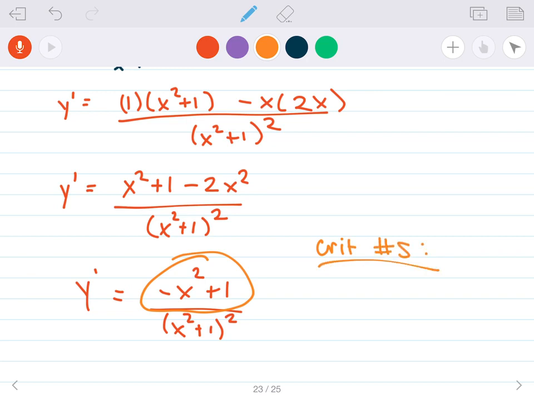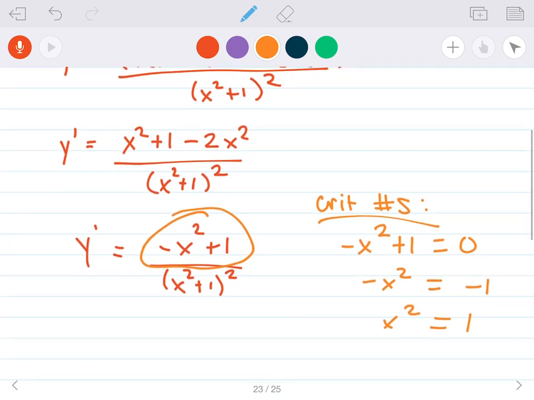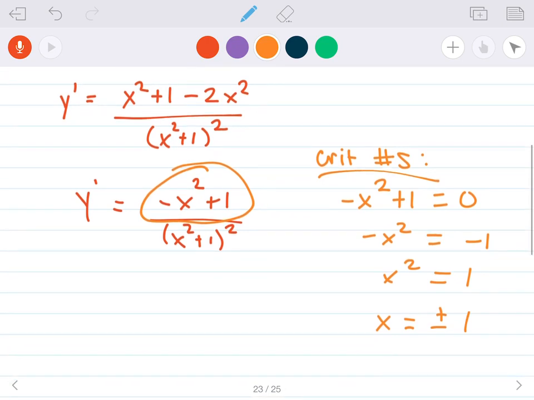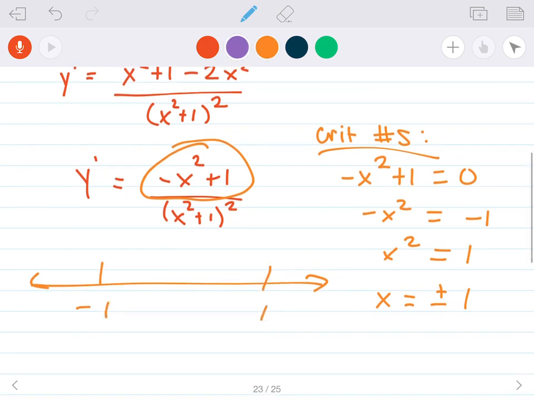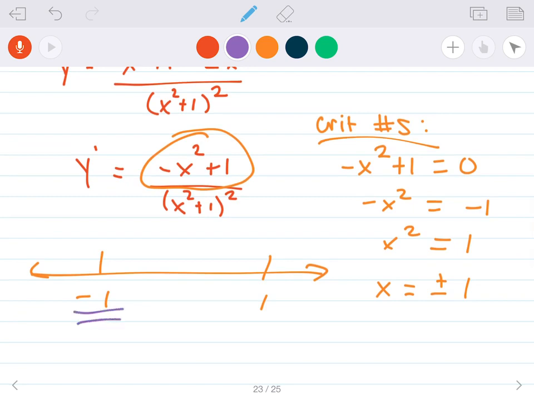So we do negative x squared plus 1 equals 0, subtract 1, divide by negative 1, so we get x squared equals 1. Take the square root of both sides, and I get two numbers, plus or minus 1. So let's plot it on a number line. We got negative 1 and 1. I'm going to do my test points in purple, but these are what we really are trying to see if there's a local maximum in there.